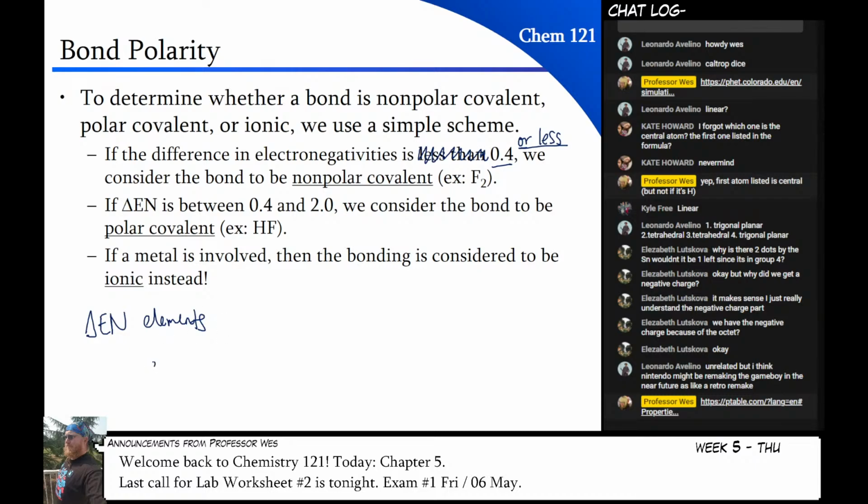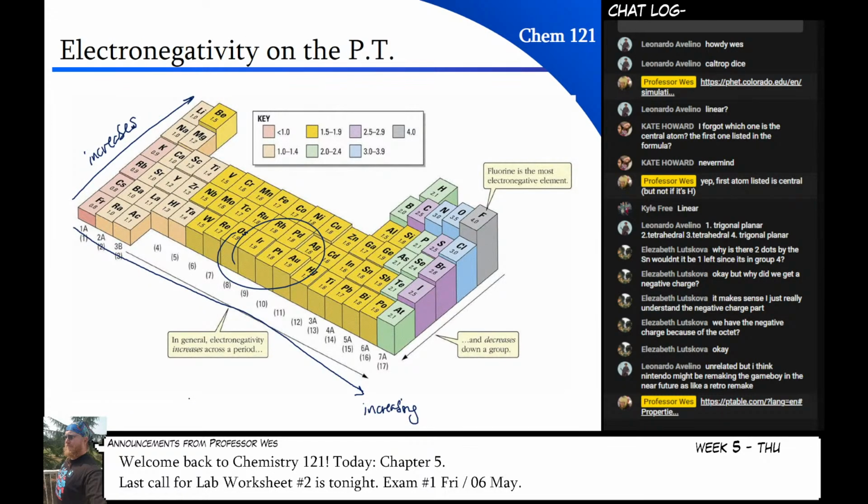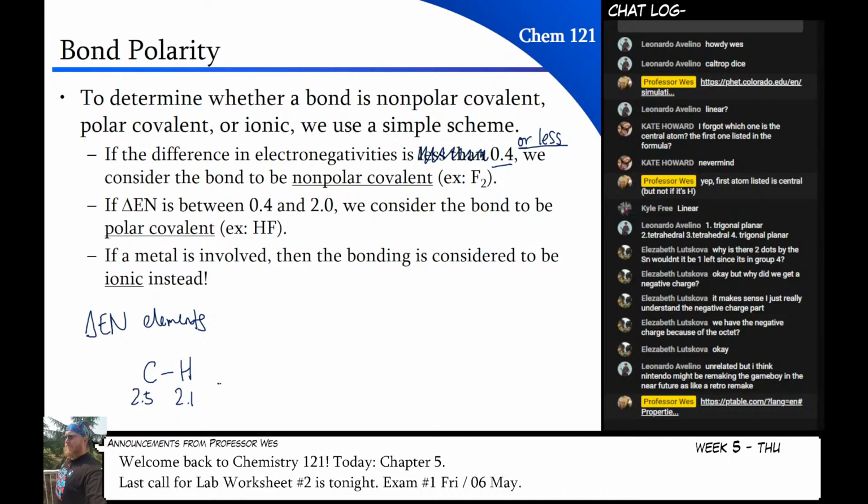So, for instance, let's look at the C-H bond. C has an electronegativity of 2.5. H is 2.1. I'm using this table, by the way, these numbers, because I've memorized them. The difference would be 0.4, which we would say is nonpolar, because it is 0.4 or less. So C-H bonds are nonpolar.